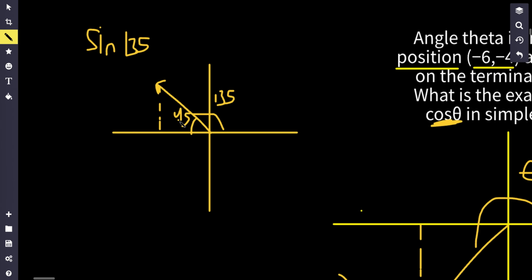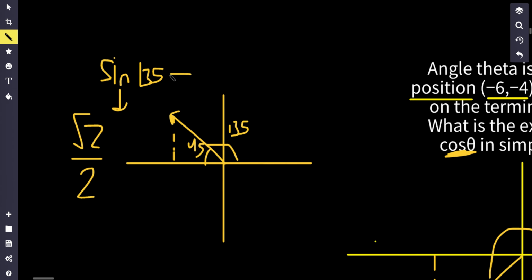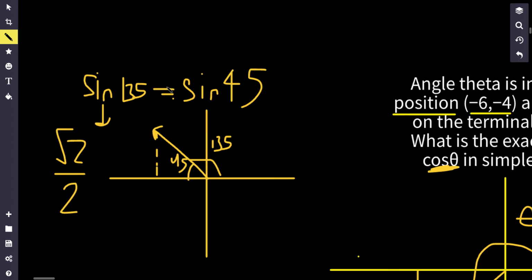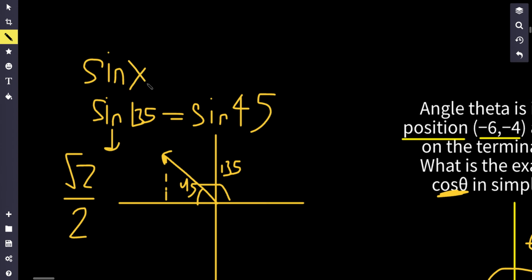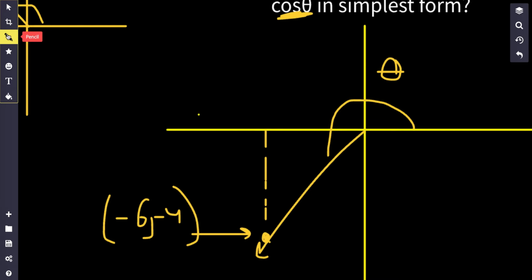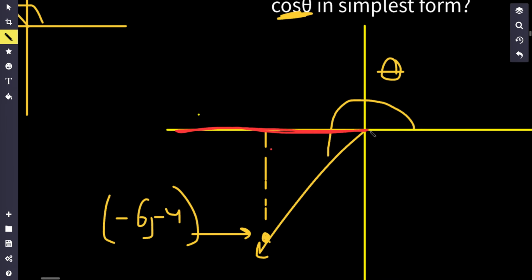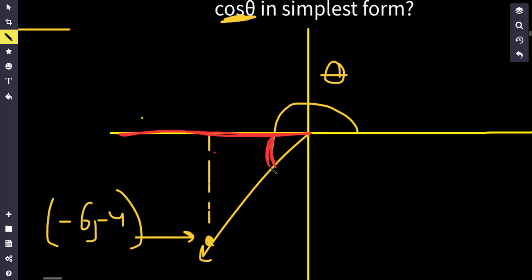So the reference angle is 45 degrees, and then we found out that sine of 135 is equal to √2/2. Now, it turns out that sine of 135 is equal to sine of the reference angle. So the important point I'm trying to make here is that sine of an angle is going to be equal to sine of the reference angle. And we know that the reference angle is just going to be this acute angle that's created with the x-axis. So in this case, my x-axis is here, and it's going to be this acute angle that's formed with the x-axis.